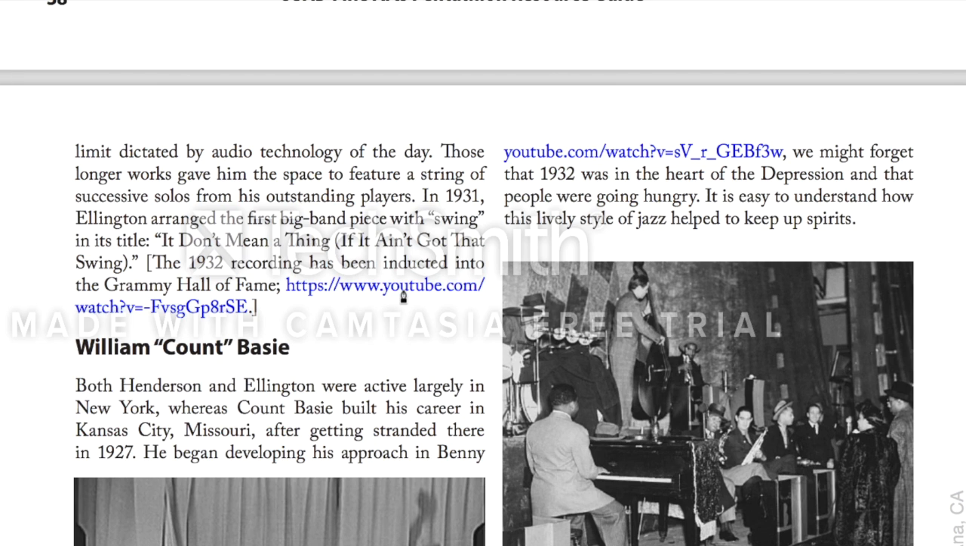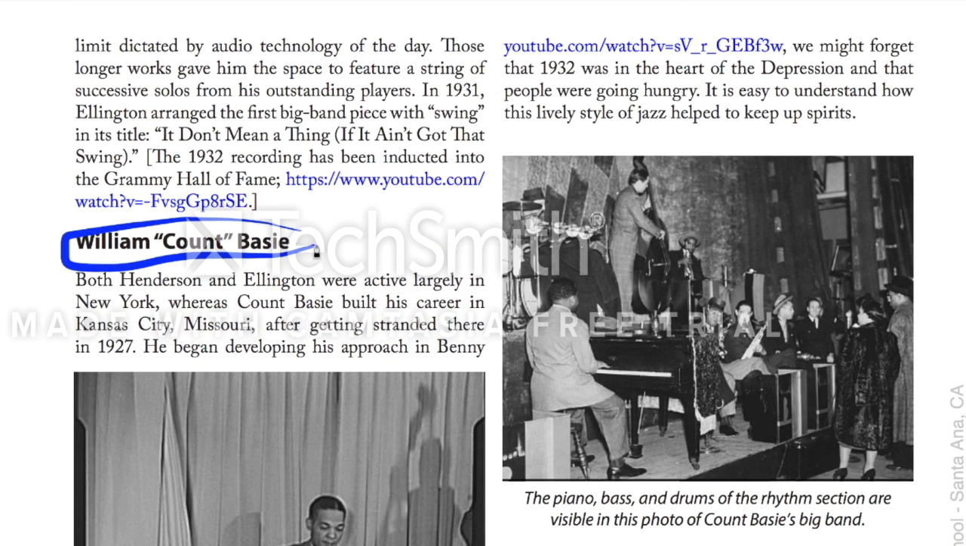You've heard of this before. Let's listen to it. Now let's talk about Count Basie. I don't know if it's Count William Bessie or Basie. I hope I'm saying it correctly.